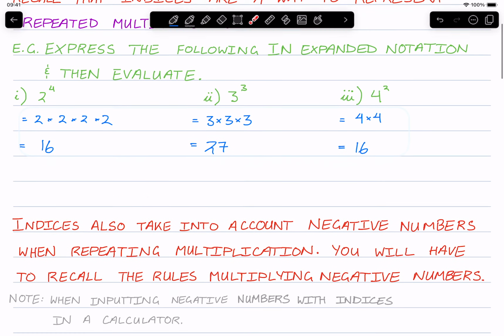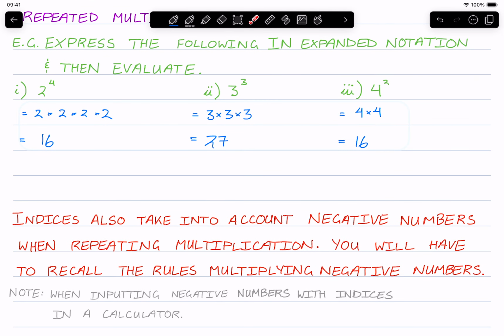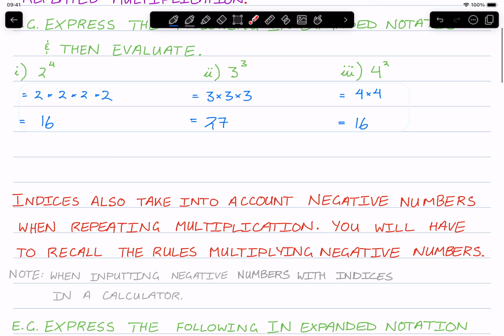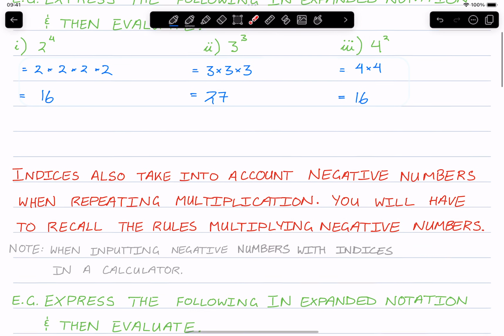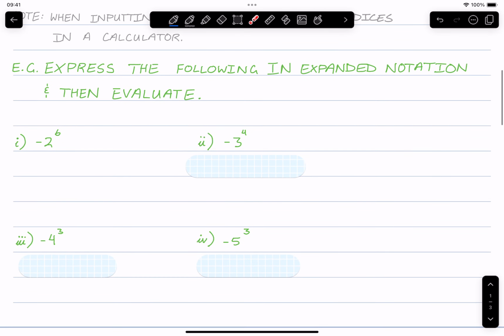Because now what I'd like for us to learn is that indices also take into account negative numbers when repeating multiplication. You will have to recall the rules for multiplying negative numbers. So pay attention whenever we input negative numbers with indices into a calculator. I'll demonstrate to you what I mean when we get there. So let's express the following in expanded notation and then evaluate it.